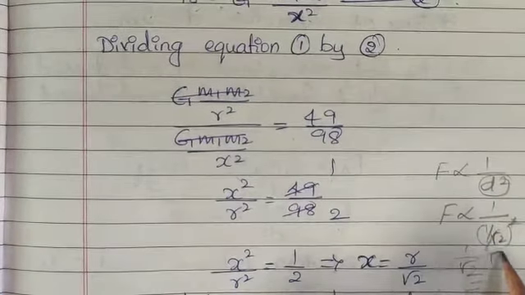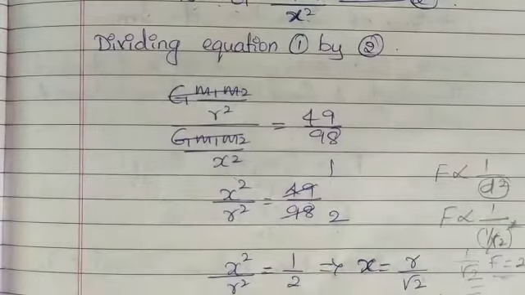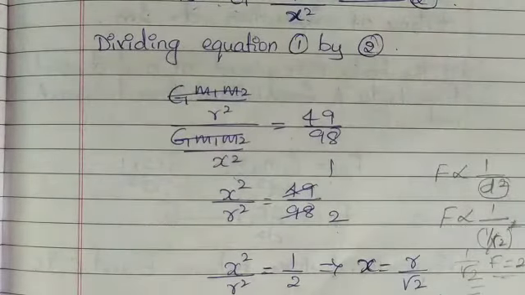So that F becomes 2 here. That means when I decrease the distance between them by 1 by root 2 times, then the force I am going to get is double.